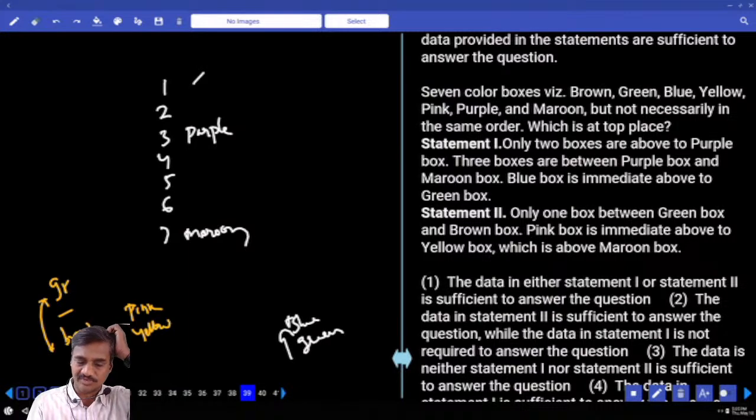Yellow is above maroon. The word immediate is not given, and this case is also not possible. Hence 1 alone is not sufficient. 2 alone is not sufficient.